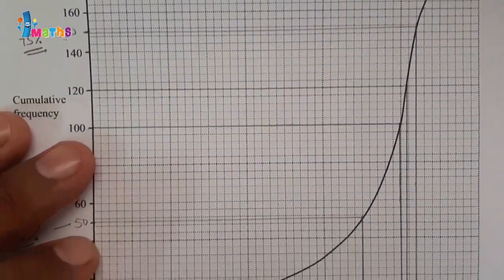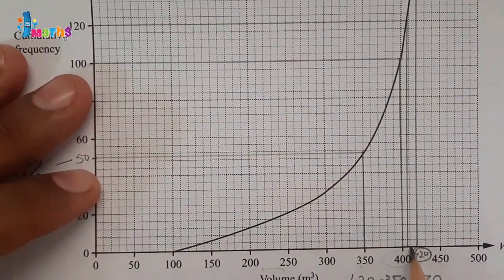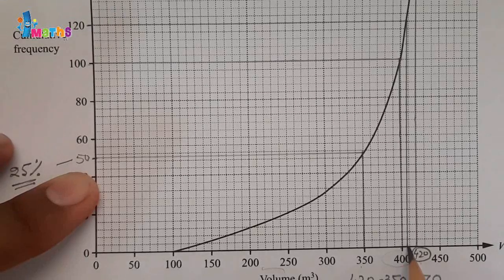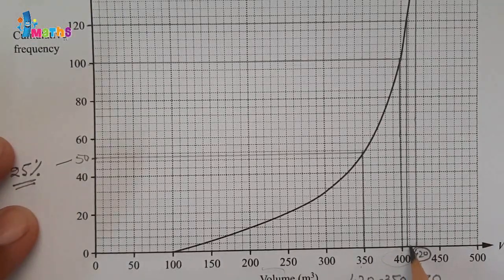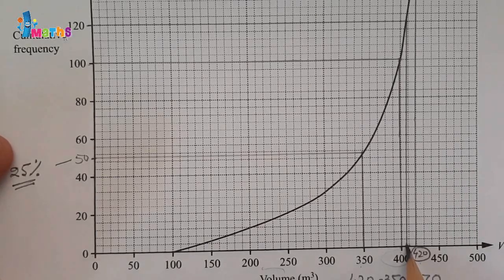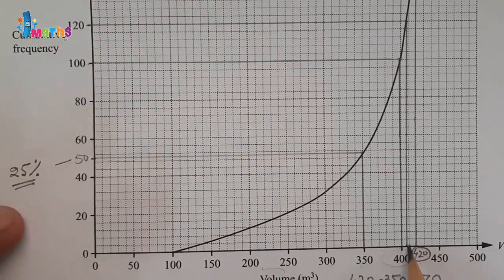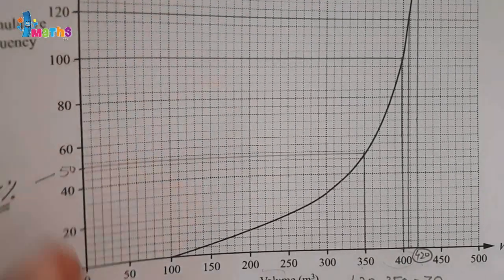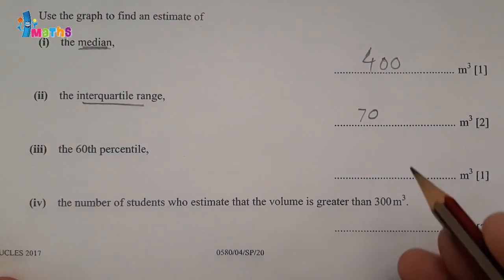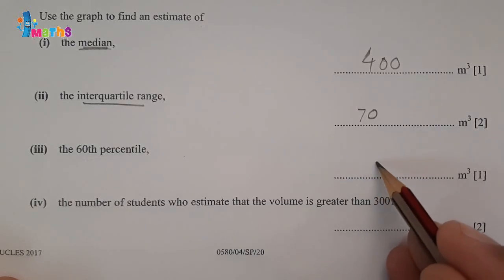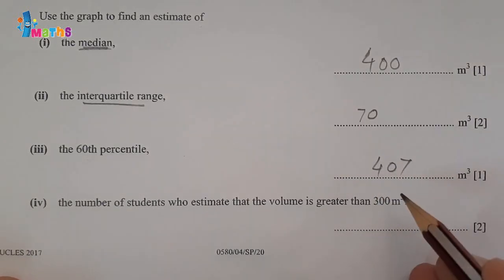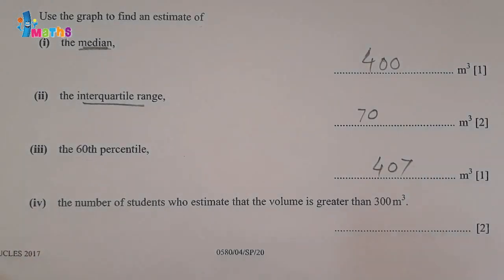I will show you this one, this line. This line is meeting a little more than 500. So this is 510. This one is the small box is 410, 400 plus 10. So 410, but this line is a little lesser than 410. So we can take it as 407 or 408, like that. So we'll be writing our answer like 407. So the 60th percentile will be 407.